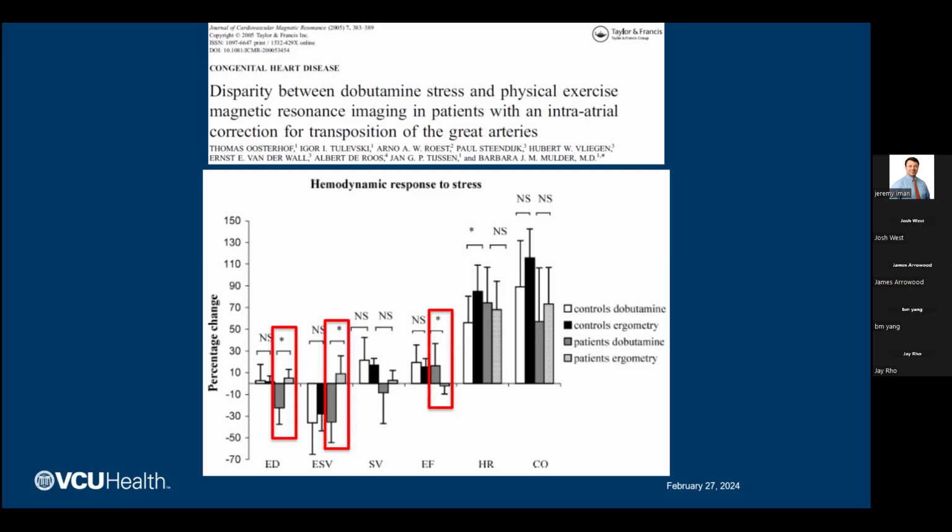And so it does throw a little bit of cold water on pharmacologic approaches and show that if you're looking for true physiologic changes that are experienced during day-to-day activities of daily living or whenever the patients are symptomatic during exertion, the pharmacologic surrogates might not be showing you what you think that they are.